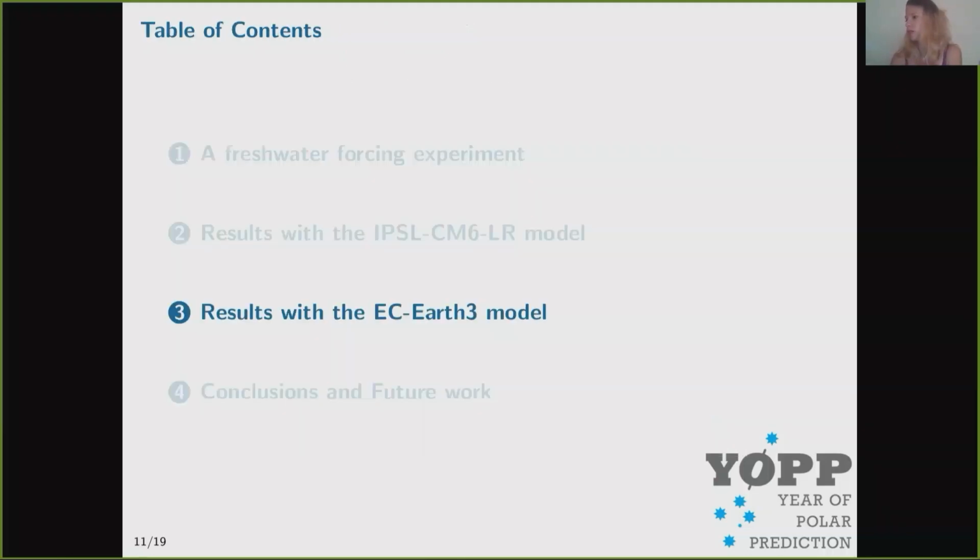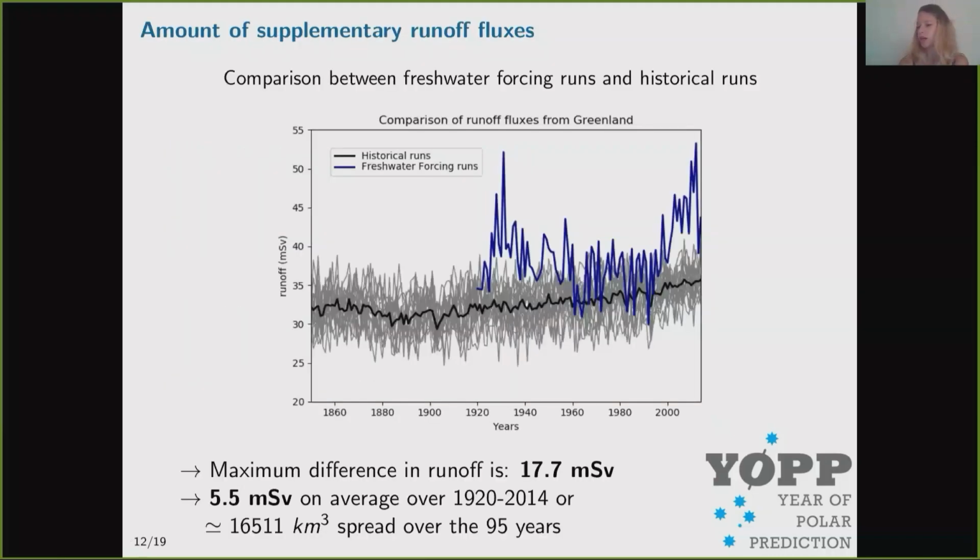Now, moving on to the EC-Earth3 model, another CMIP6 model developed by several centers in Europe. So in this experiment, we are adding 5.5 milliliters on average over the period. Here are plotted the time series of the historical runs and our freshwater forcing runs. The maximum difference is found in the 1920s and the 1990s and is about 18 milliliters.